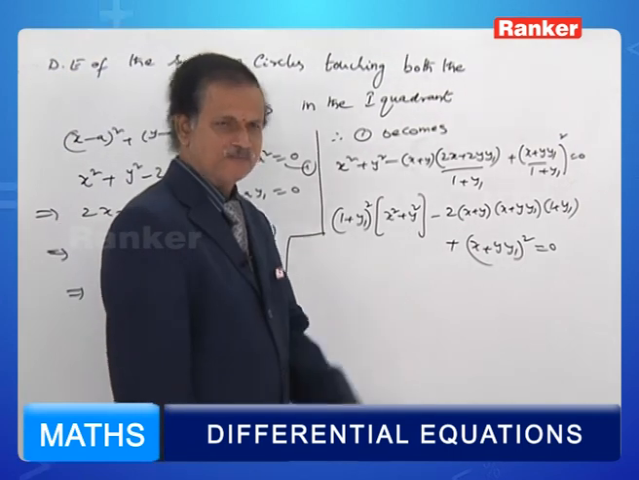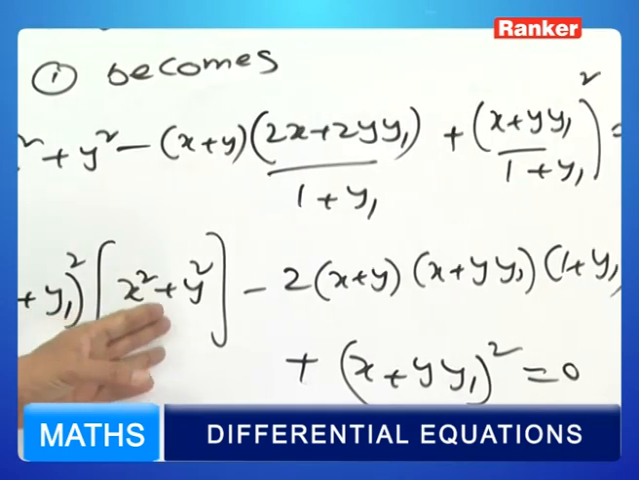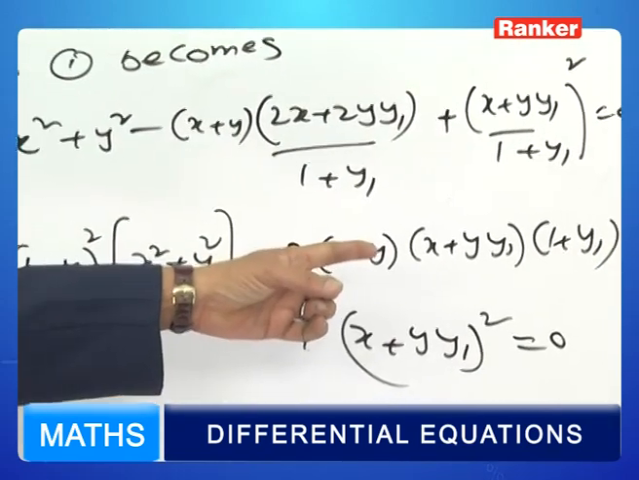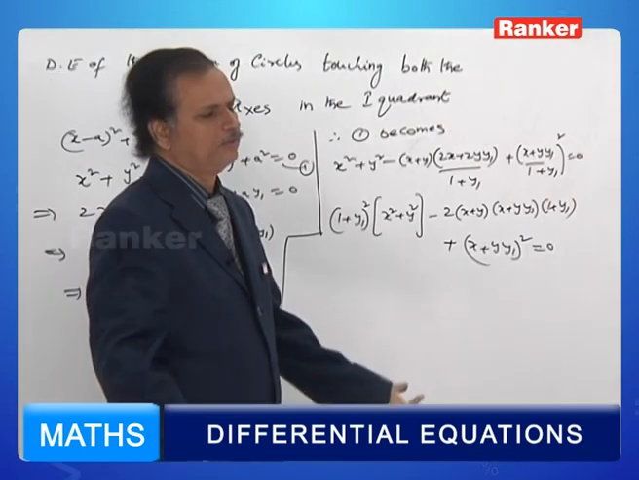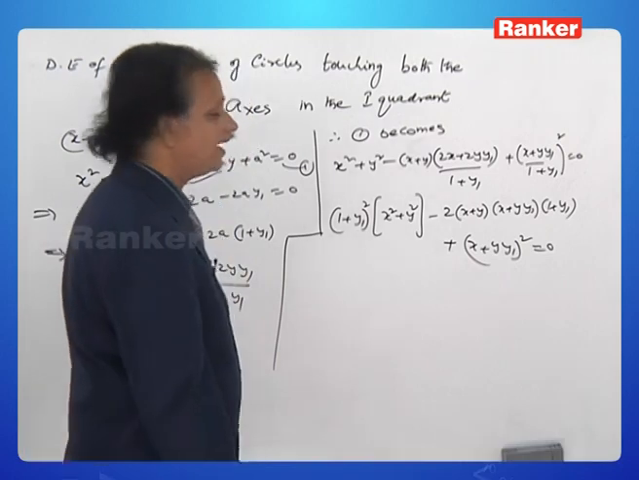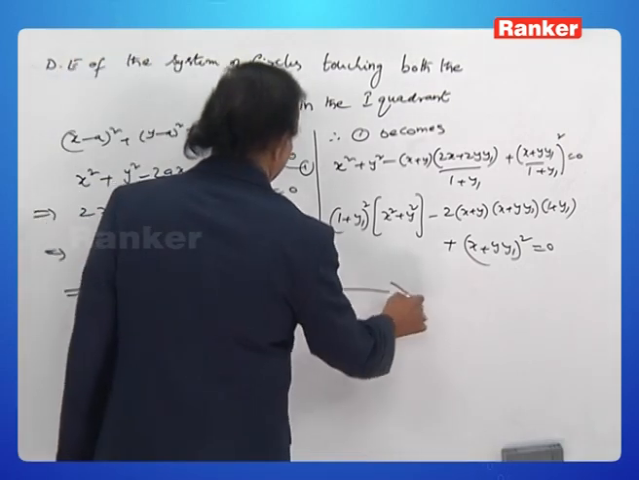You get first of all y1² into (x² + y²). There also y1² will be there into 2x + 2y. Here also it is there, y². You can simplify, it's not impossible. It can be done. This is the differential equation.